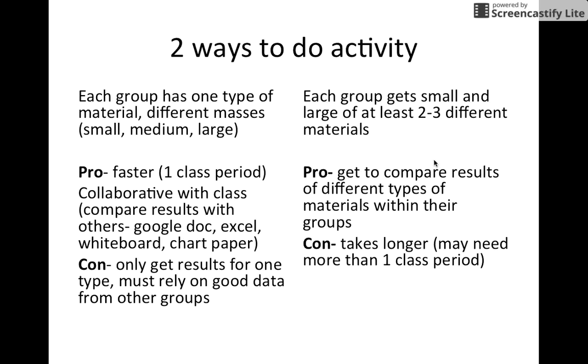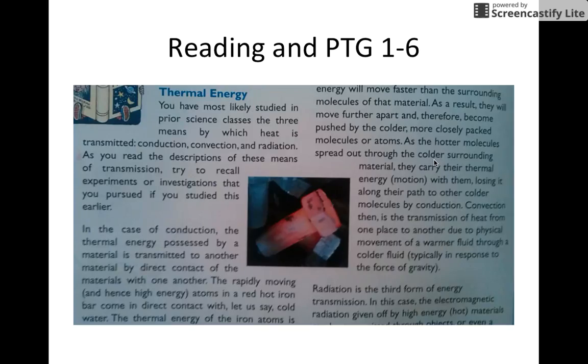Remember, they're testing different masses of the material using a small, medium, and large can. You can have them get the masses by subtracting the mass of the empty can, and then figure out the mass of the material in there. They'll know the mass of the material. Use a triple beam balance if you've got one, or an electronic balance.